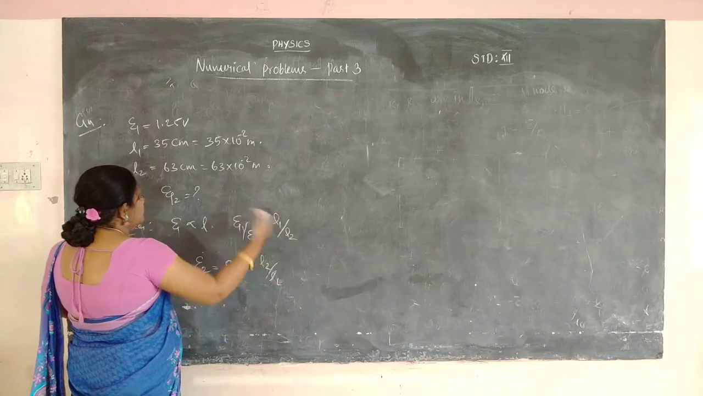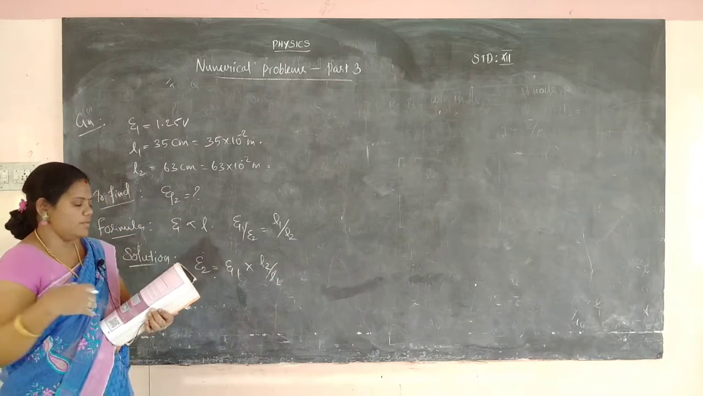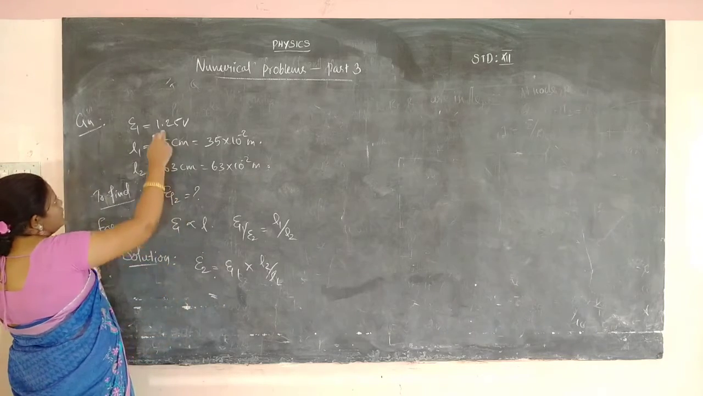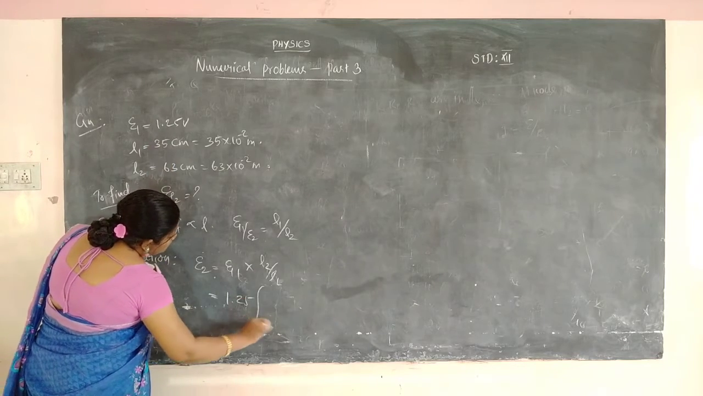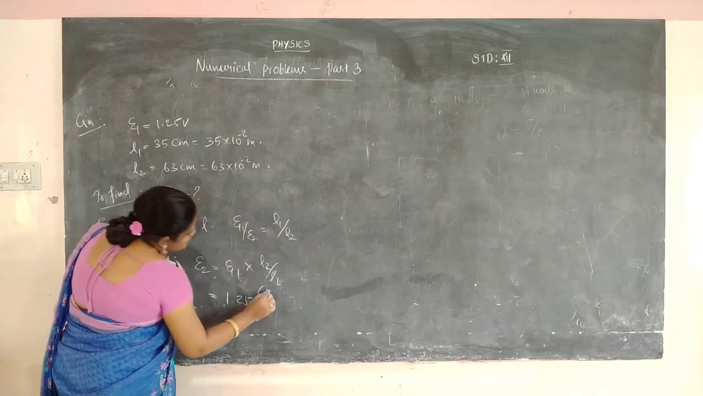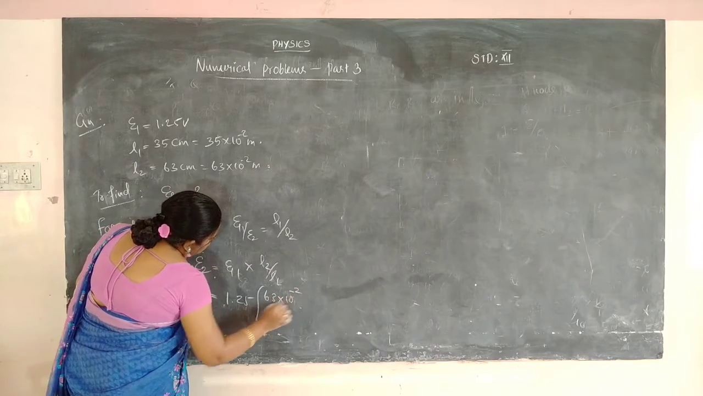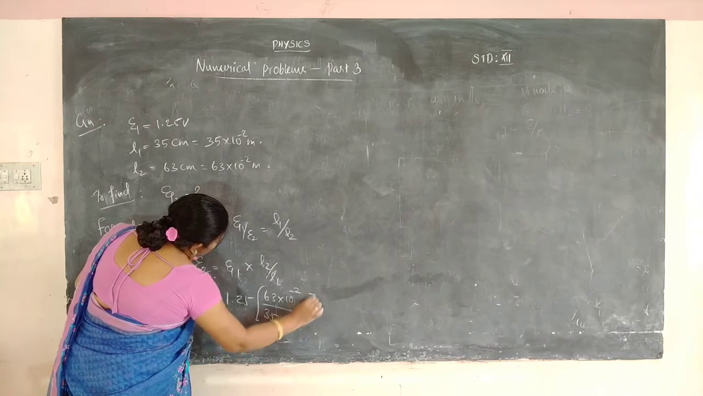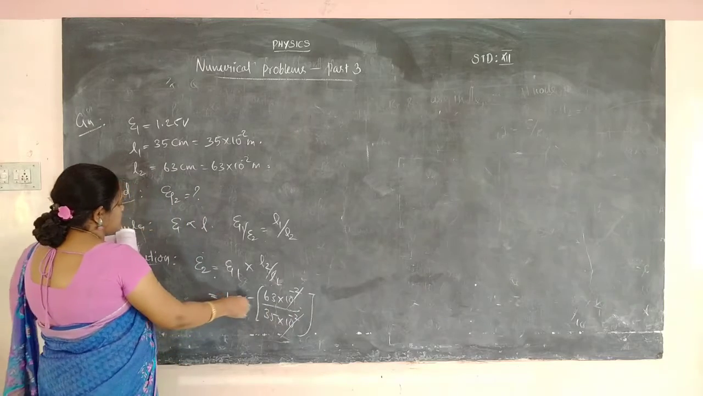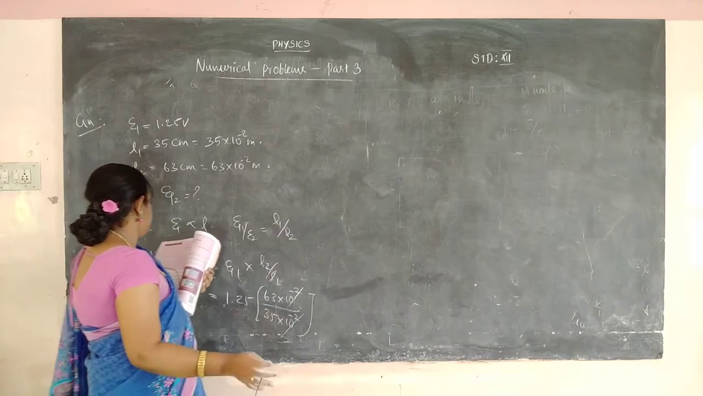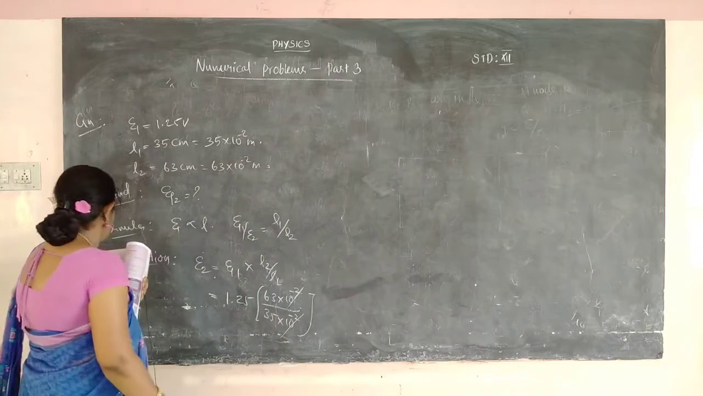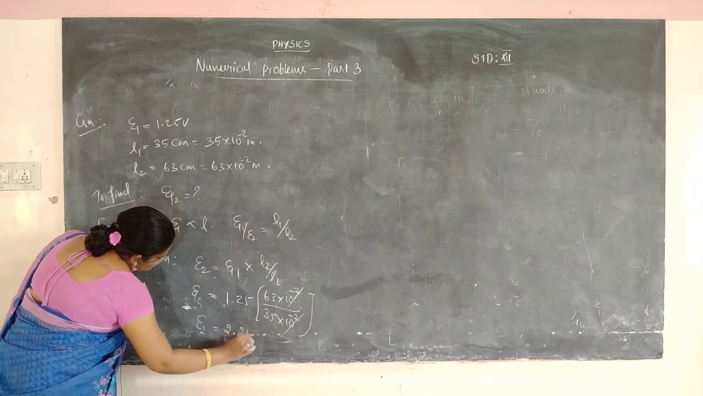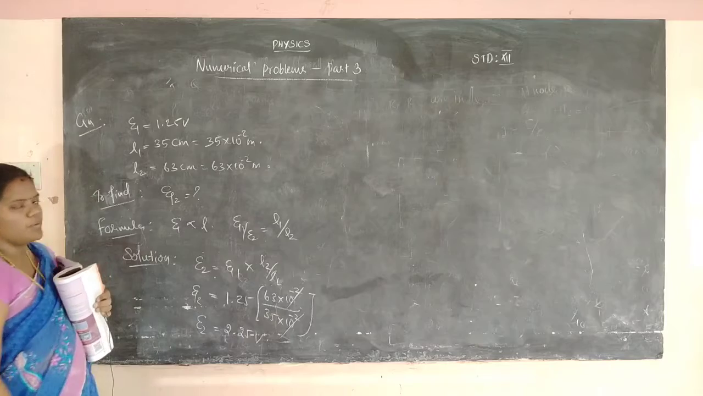Because when this comes here, inversion happens, so reciprocal comes. So L2 by L1. So substitute the L2 value, substitute the L1 value, substitute the psi 1 value. What is the psi 1 value? 1.25 into L2 value, 63 into 10 power minus 2, L1 value is 35 into 10 power minus 2. 10 power minus 2 will be cancelled. So 1.25 into 63 by 35, the answer is 2.25. So psi 2 is equal to 2.25 volts. Okay, so very simple problem.